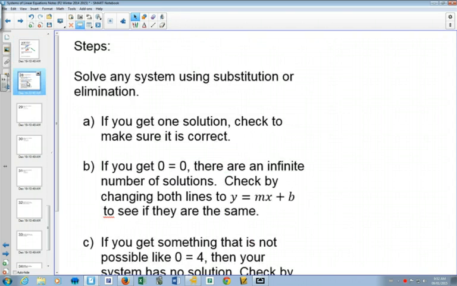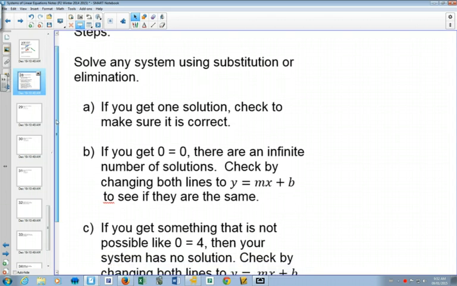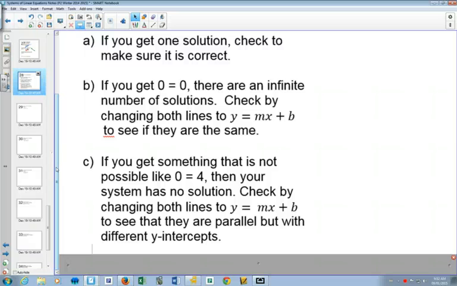So that's what we're looking at here, that often you're going to get one solution, you're going to check to see if you got it right. But sometimes you're going to get two lines that are parallel, and sometimes you're going to get two lines that are exactly the same. If the two lines are exactly the same, you're going to get what happens in part B. You're going to solve and you're going to get something that's always true, like 0 is equal to 0 or 5 is equal to 5. And if it's always true, then you know that you would have an infinite amount of solutions.